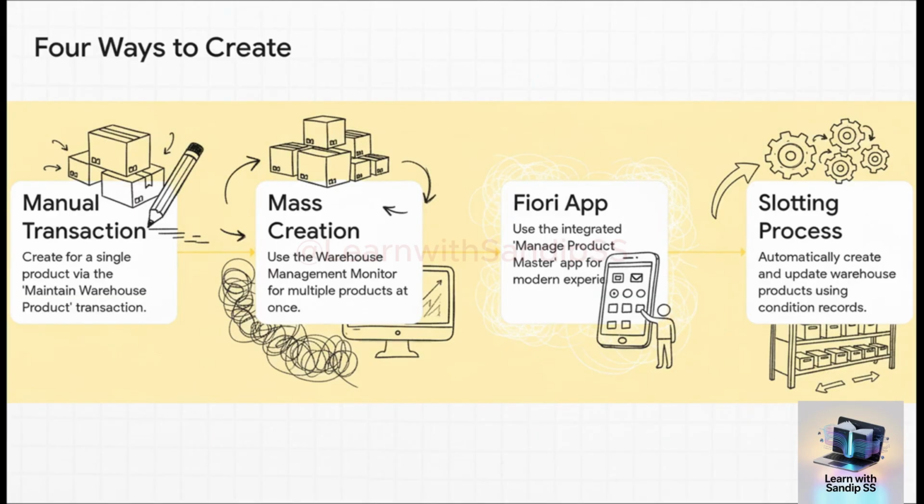So how do you get this all-important visa? Well, you've got options. You can create it manually for one product at a time, or you can do a mass creation for tons of products at once using the Warehouse Management Monitor. For anyone on a more modern system, the Manage Product Master Fiori app gives you a really slick, integrated way to do it. And what's maybe the most powerful way is that it can be created automatically through slotting, which uses logic to figure out the best home for a product.